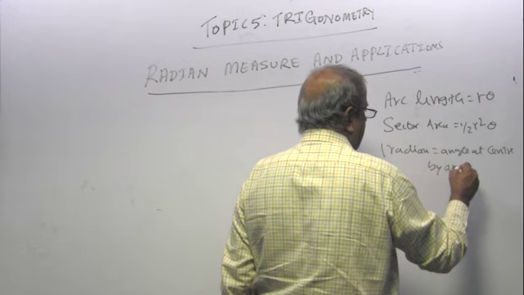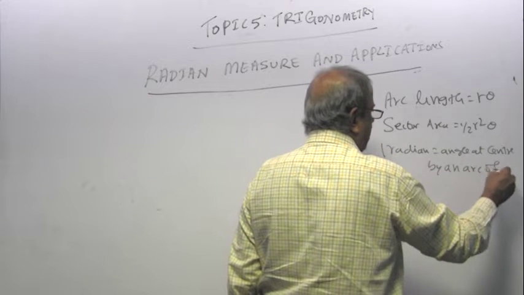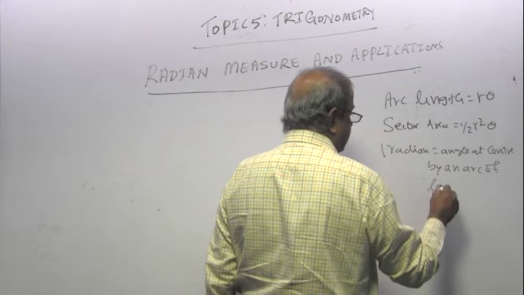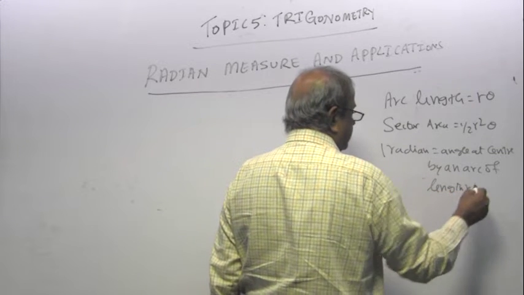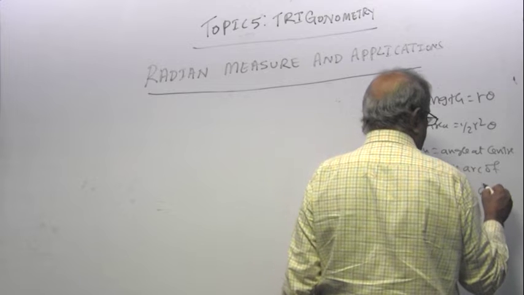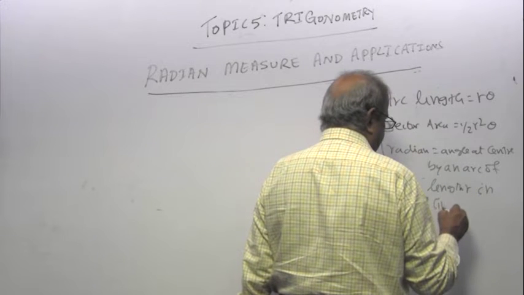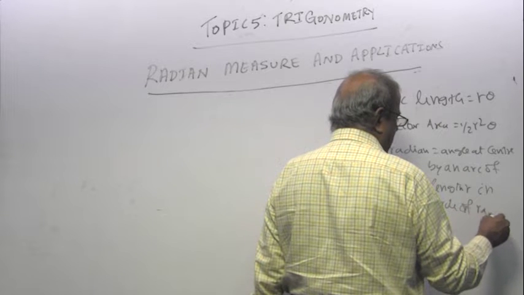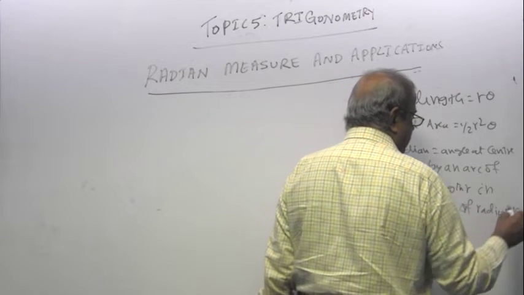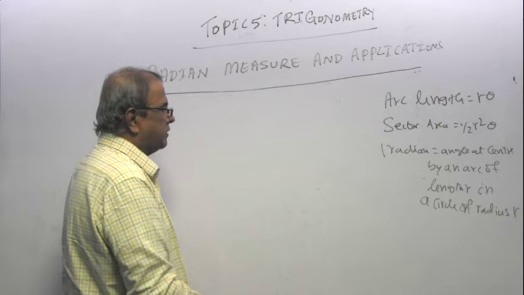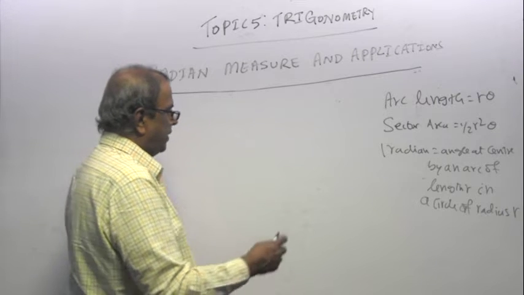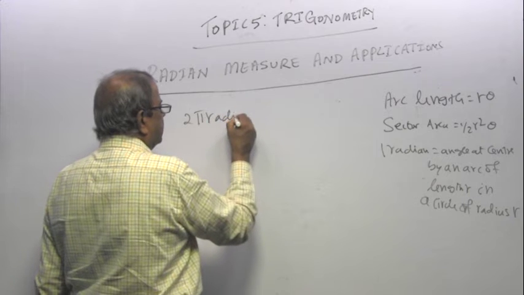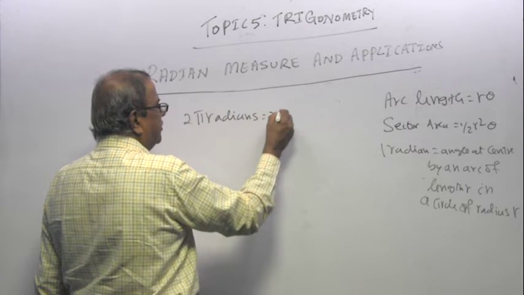subtended by an arc of length r in a circle of radius r. You don't have to know that, it's better you know the definition of radian measure. And obviously, 2 pi radians equals 360 degrees.